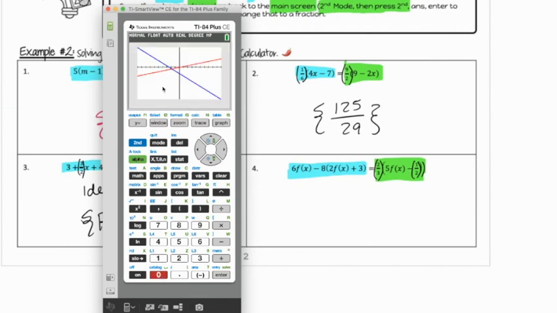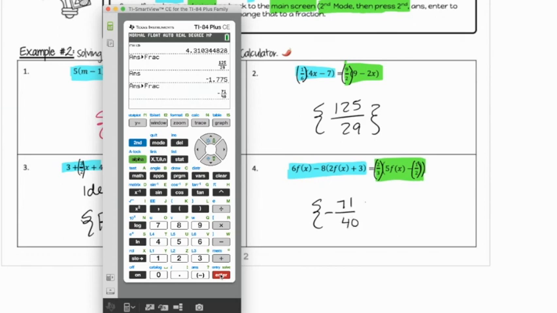I have a point of intersection, which means I could press second calc, 5, my intersect, enter 3 times. It gives me my answer as a decimal, and I don't want those decimals. So second quit, second negative, which is answer, enter, and I'm math entering this. So I get a value of negative 71 over 40.